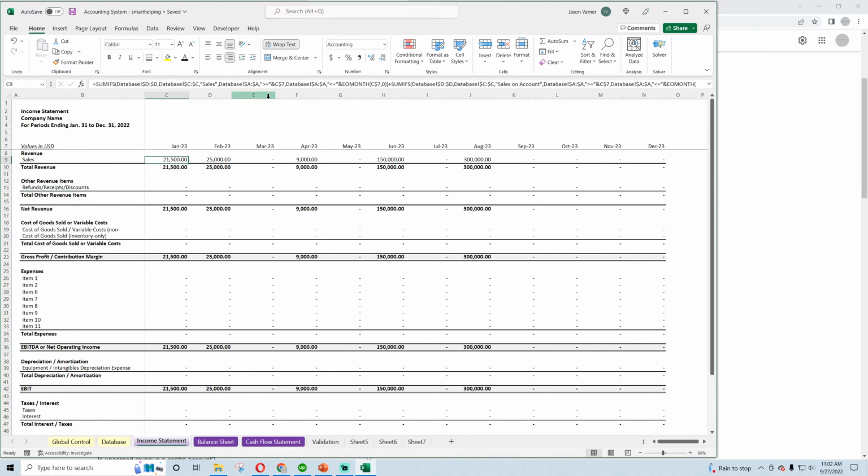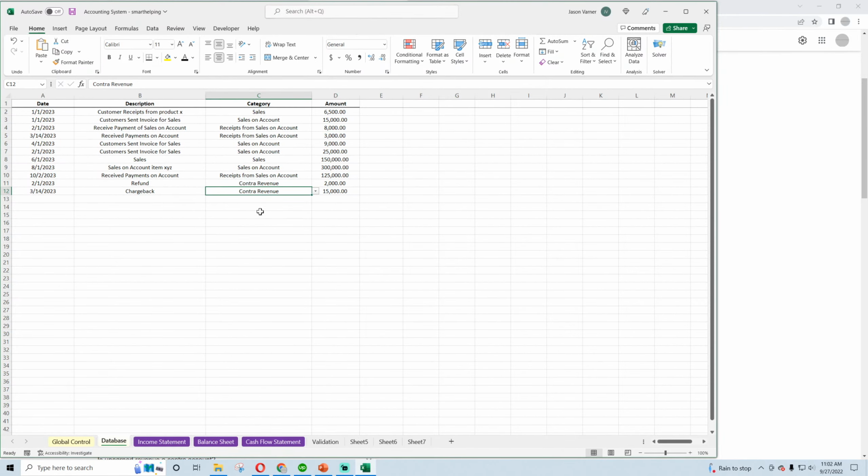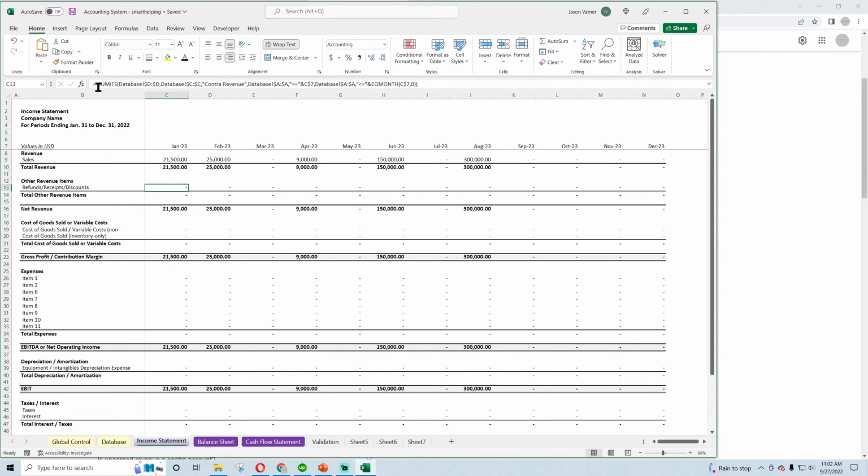and that's going to be a negative number that's coming out of here. And we simply go equals negative, and then anything that says, I believe I titled it Contra Revenue. Let me double check. Contra Revenue. Because I want to keep these account categories very simple, so it's just giving the direction without too much clutter. Okay, so here's Contra Revenue.